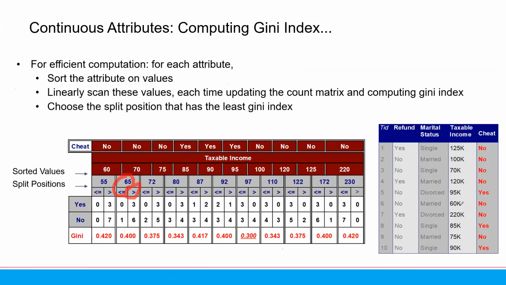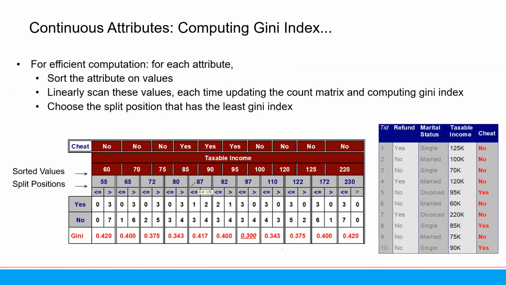Less than 65. Okay, we have 60. This is no. Then there is one no. What about this? More than 65, we have yes, yes, yes. Okay, we have 3 yes. So I guess this is the remaining, because the total is 7. So we have 1 and 6. Again, we can calculate the Gini index.